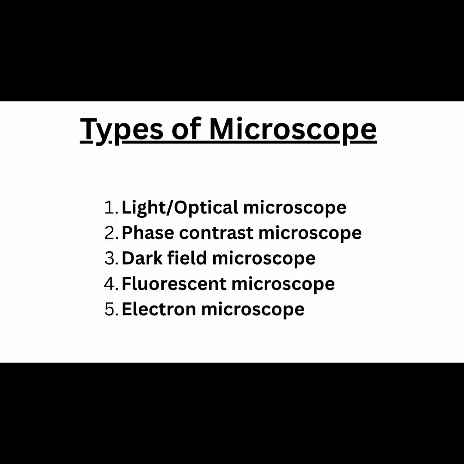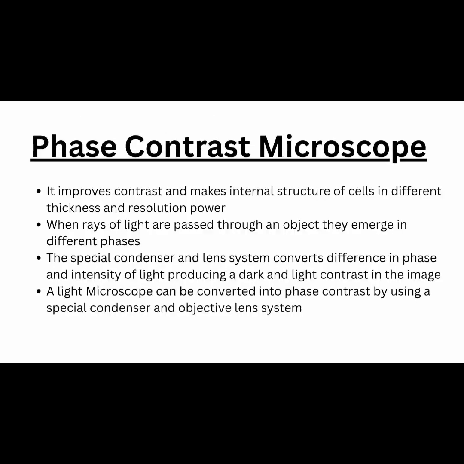Next is the types of microscope. Basically, there are five types of microscope: light microscope, phase contrast microscope, dark field microscope, fluorescent microscope, and finally the electron microscope. These are the basic five types of microscope. You can get questions on the different types of microscope in the examination. So every lab technician must know in detail about the microscope.